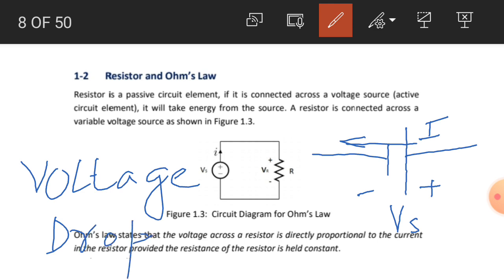So if the current flows from the positive terminal of the voltage source towards the negative terminal, the voltage will be known as voltage drop.